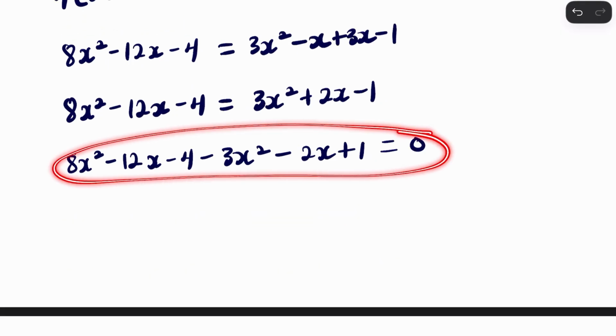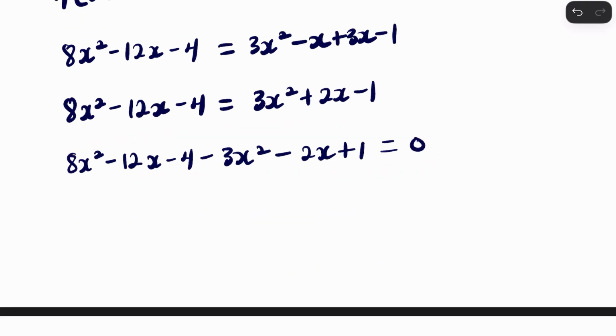We now add or subtract like terms. So here we have 8x squared minus 3x squared, that's going to give us 5x squared. Also, we have minus 12x minus 2x, so that's going to give us minus 14x. And lastly, we have minus 4 plus 1, that's going to give us minus 3. Then is equal to 0.